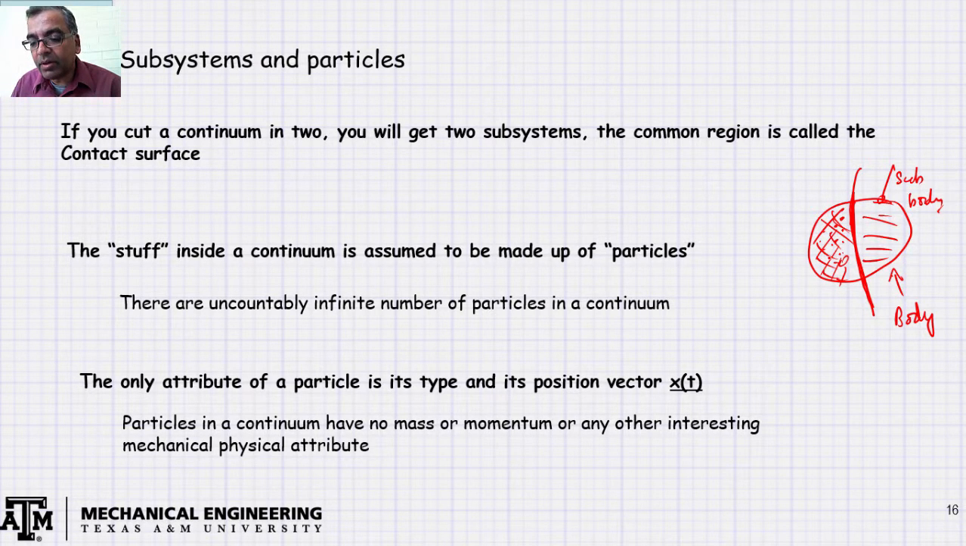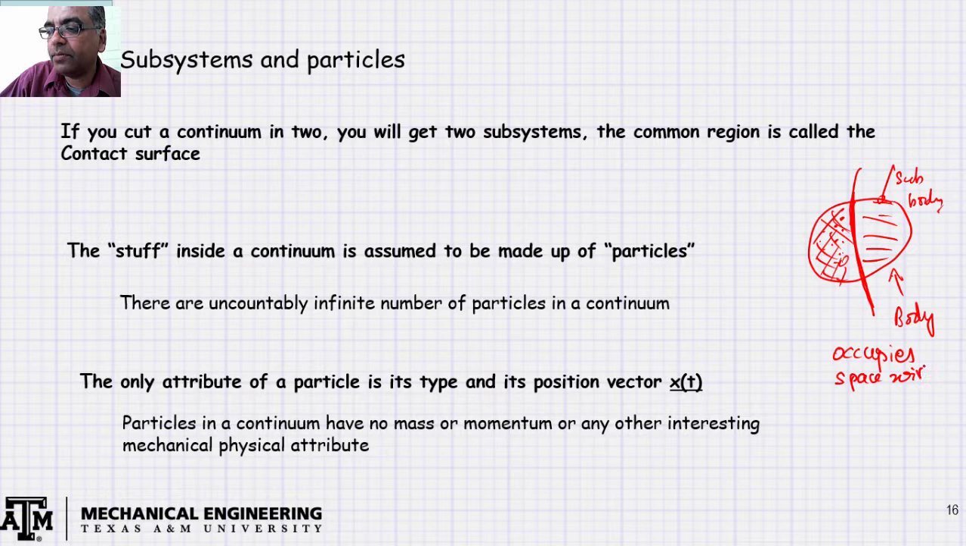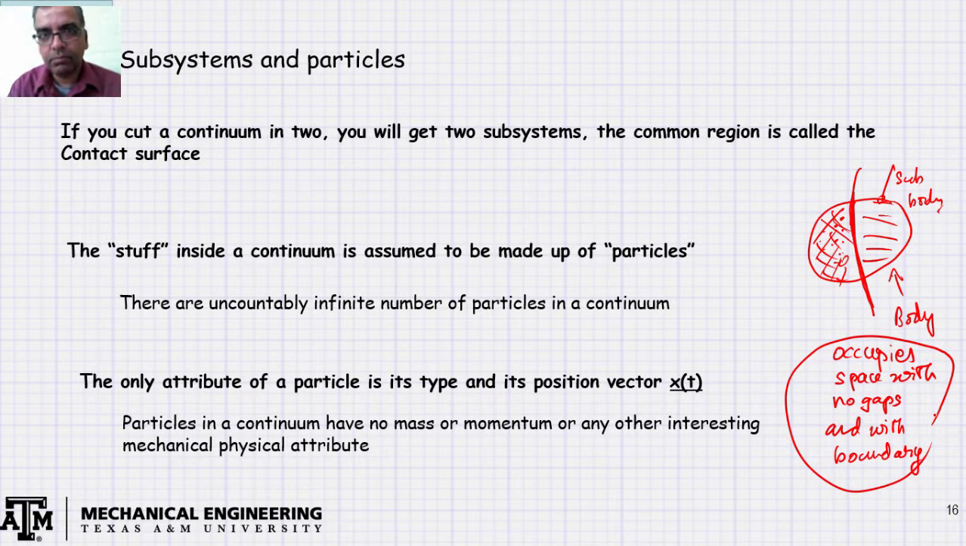Okay, so how do we deal with all of this? So the next thing is to start talking about... So now we have a cartoon, right? Our primary attribute is the fact that it occupies some space and it has some boundary. So those are the two things that we are capturing, right? So the attributes that we are capturing is occupy space, with no gaps, and with boundary. Very nice.